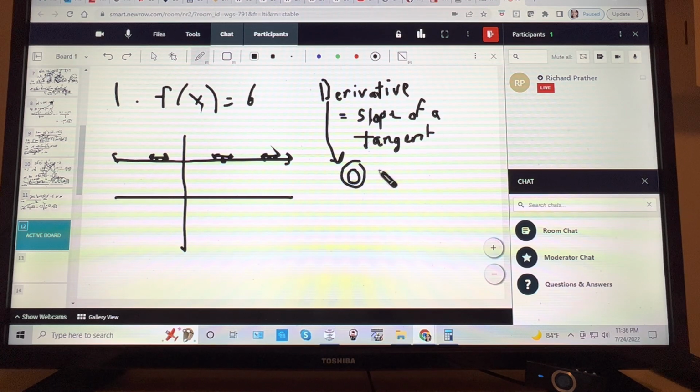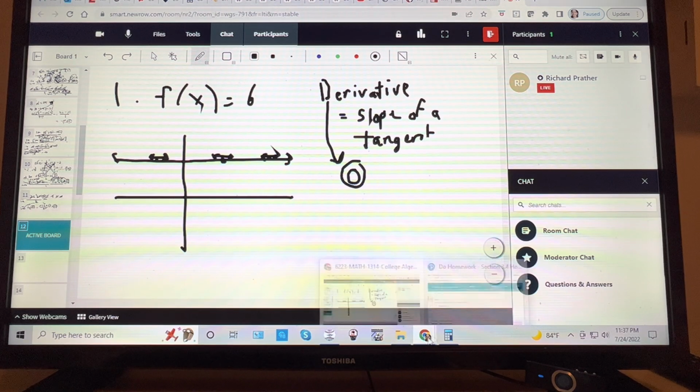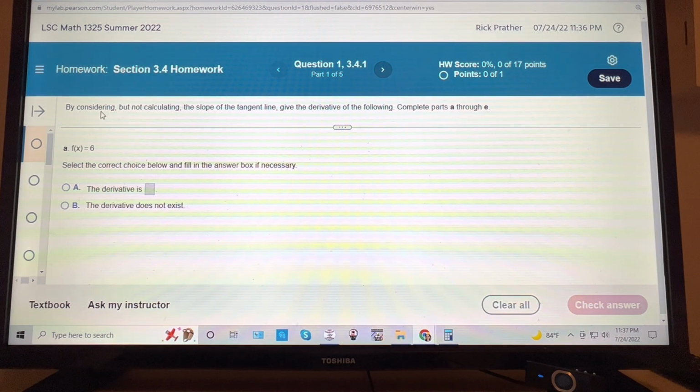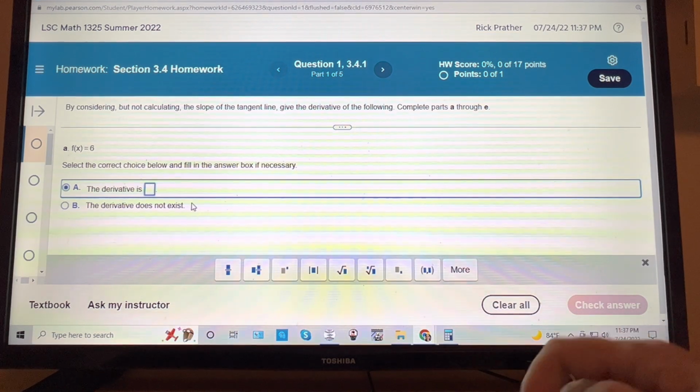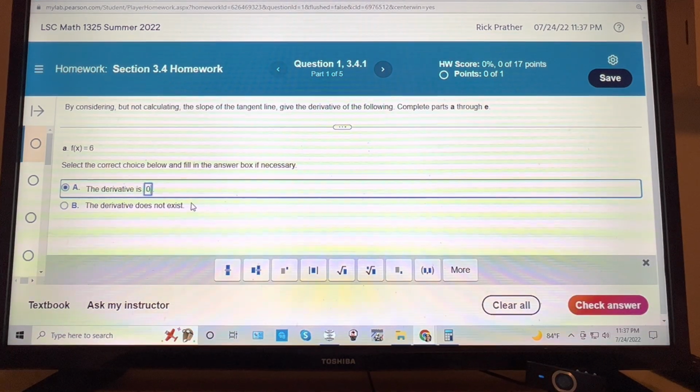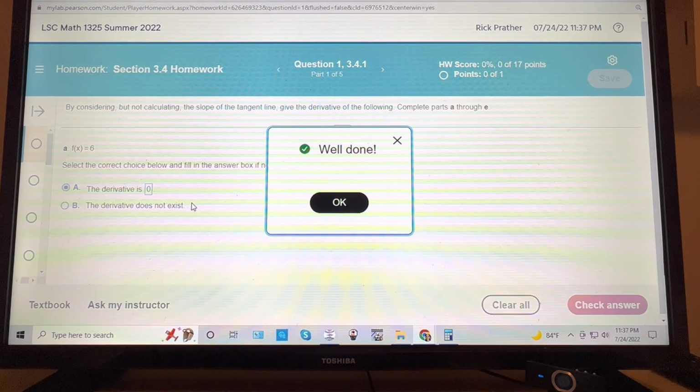And that's why they said do it without calculating, by considering but not calculating the slope of the tangent line. So I can tell those tangent lines have slopes of 0. So therefore the derivative is 0, because that's what a derivative literally is, the slope of a tangent line.